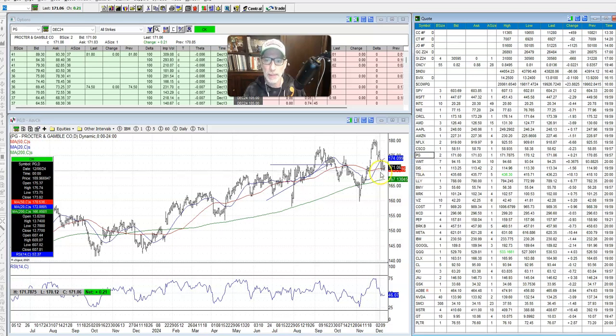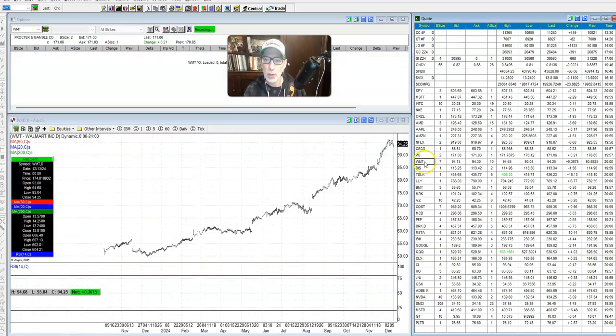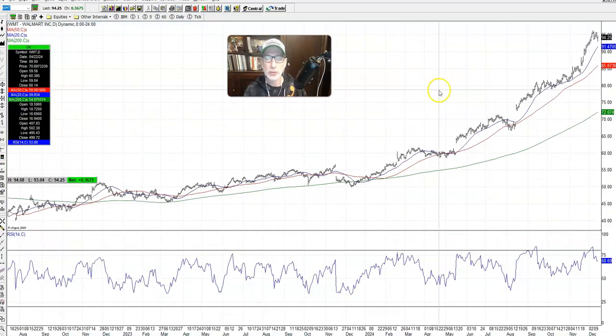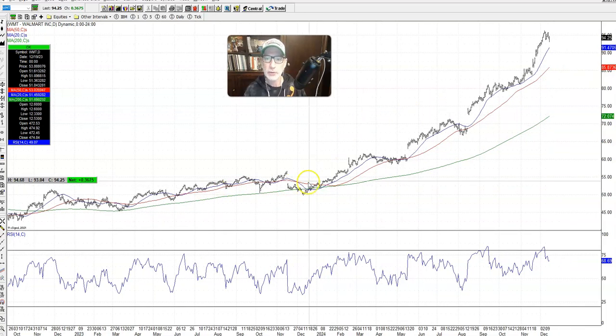Procter & Gamble, this is kind of sideways. Walmart, just a nice, strongly trending stock. Just look at Walmart. Great. Just hugging along the 20-day moving average. That means it's a very strongly trending stock.